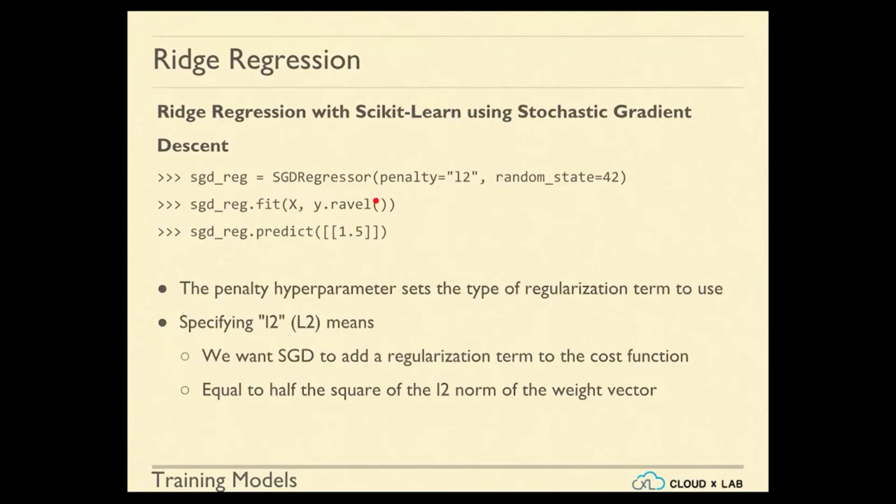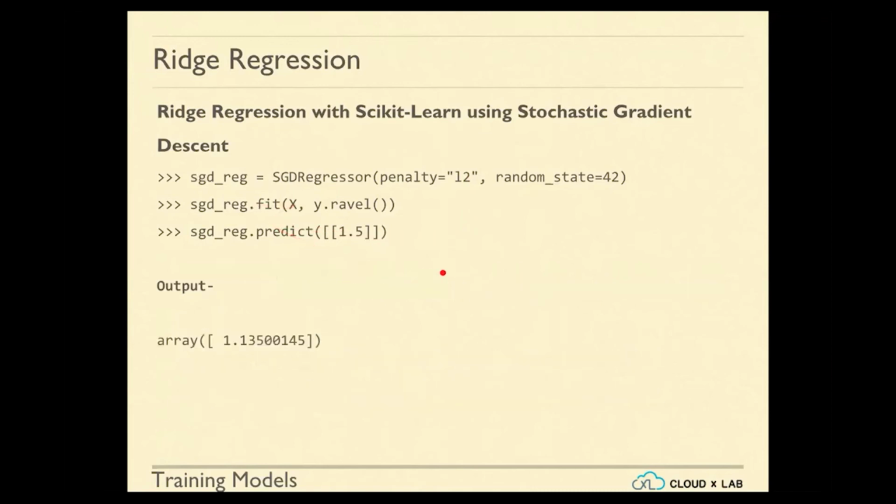That's optional. So here penalty L2 means ridge regression. And here also you could specify alpha. You could also pass an argument saying alpha is this. Okay, now that's how you could do ridge regression.